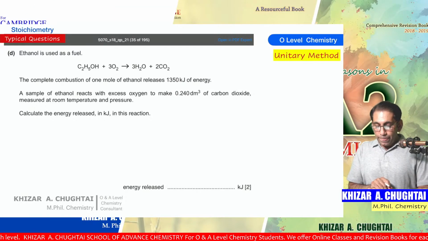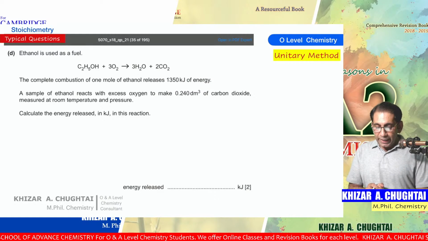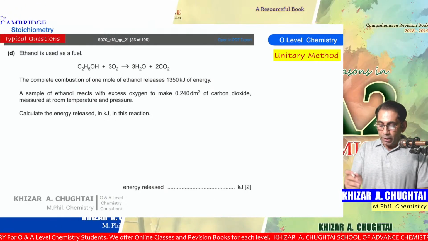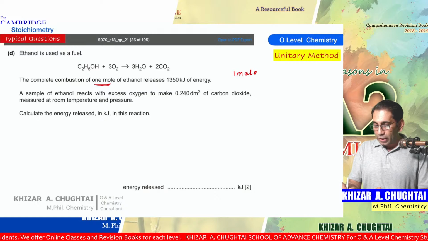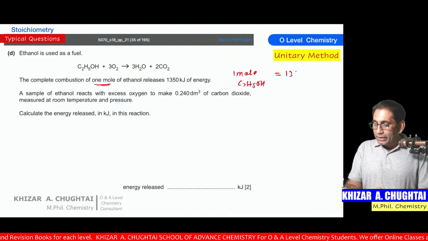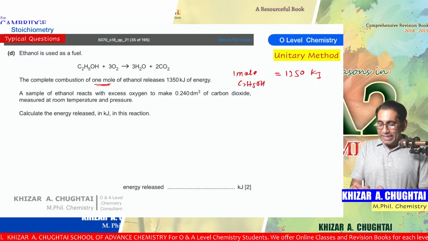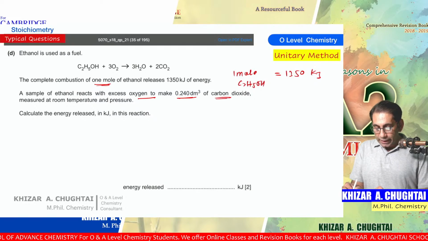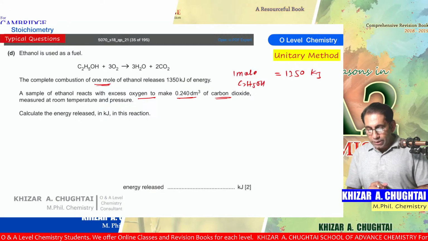Ethanol is used as a fuel. Ethanol plus oxygen goes to 3 mole of H2O and 2 mole of CO2. The complete combustion of 1 mole of ethanol releases 1350 kilojoule of energy. So once again, the data is given: 1 mole of ethanol, C2H5OH, is going to burn 1350 kilojoules energy. A sample of ethanol reacts with excess oxygen to make 0.240 dm cube carbon dioxide at room temperature and pressure. Calculate the energy released in kilojoules in this reaction.